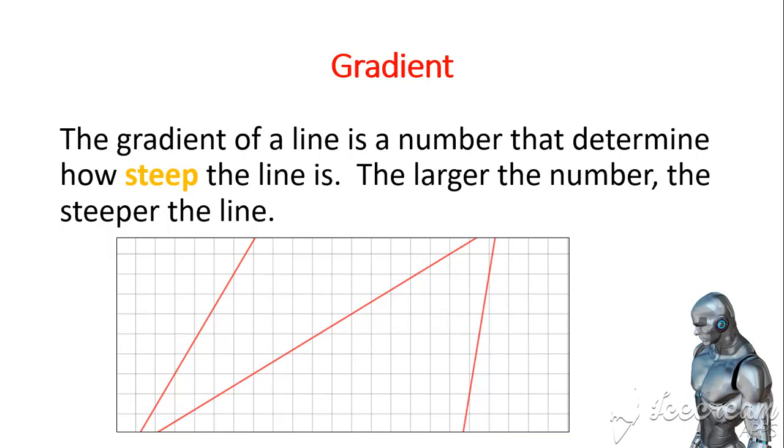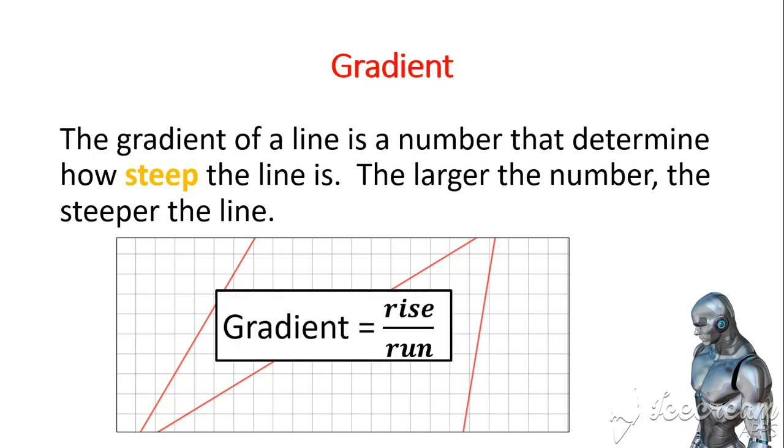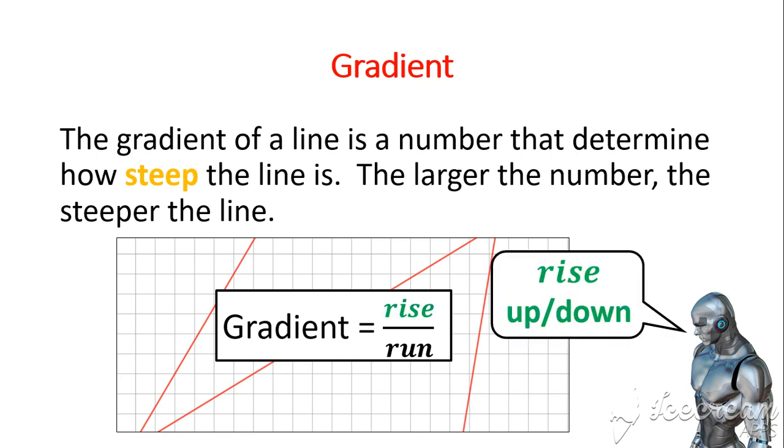Remember from our last video, the gradient of a line is a number, and that number determines how steep the line is. The larger the number, the steeper the line. Gradient is worked out by this fraction, rise over run. The rise represents how far the line moves up or down, and the run represents how far the line moves to the left or right.